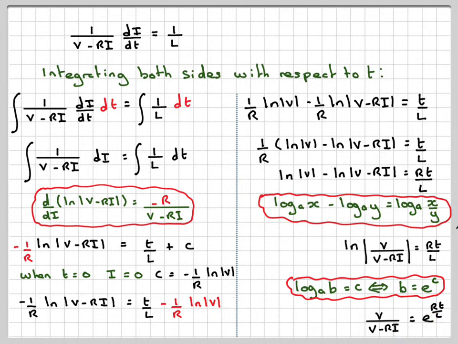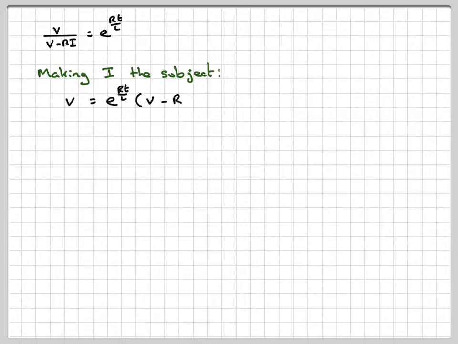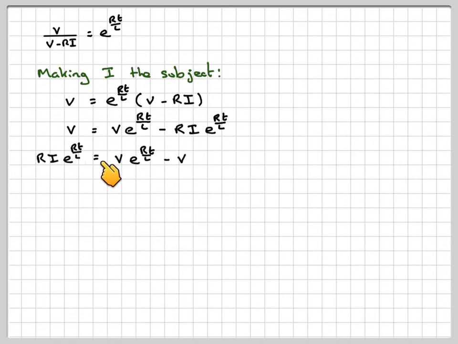Okay, so what we need to do now is try to make i the subject. The way to do this is to take the denominator and multiply it onto this side. So we get V is equal to e to the Rt over L times V minus Ri. We're going to have V is equal to V e to the Rt over L minus Ri e to the Rt over L. As we want i to be positive, we'll take this over here and take this V over to this side. So we get Ri e to the Rt over L is equal to V e to the Rt over L minus V.